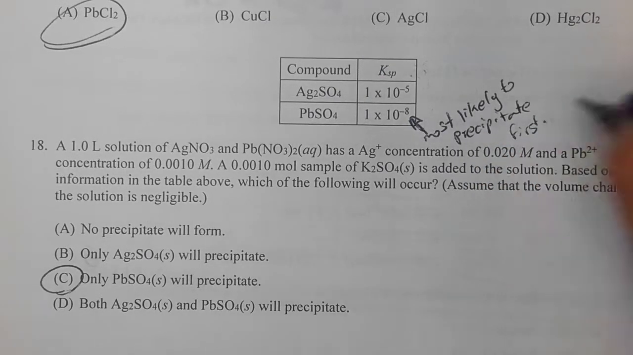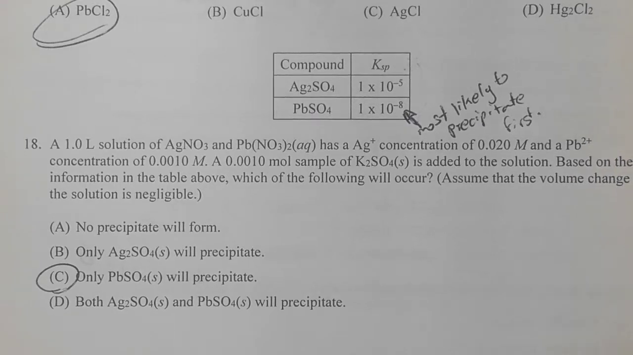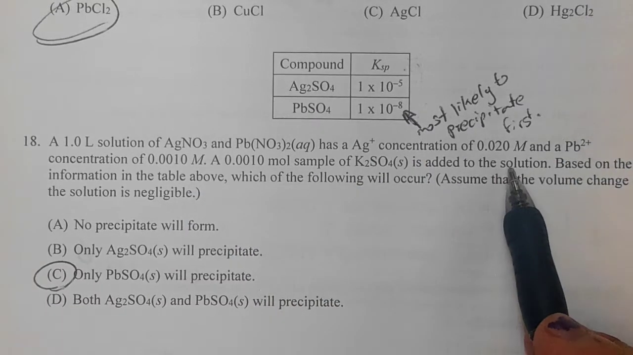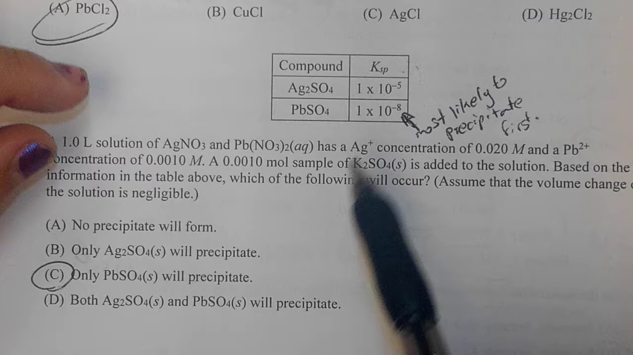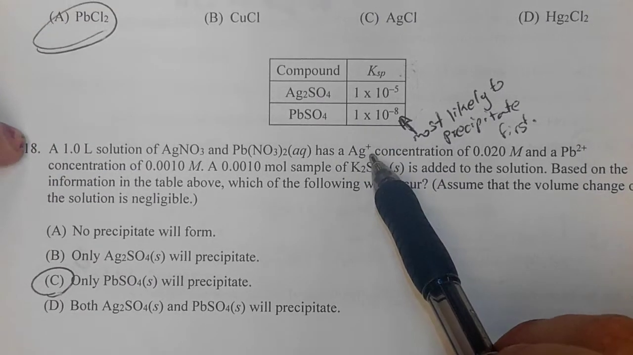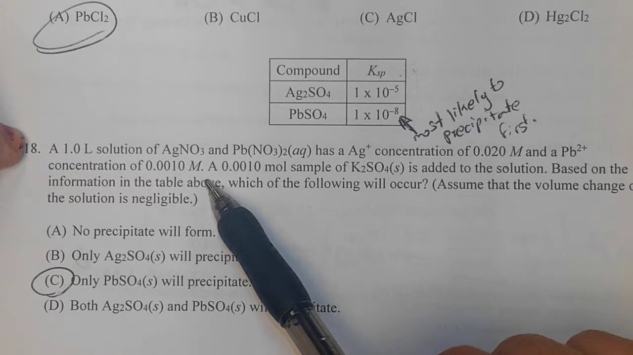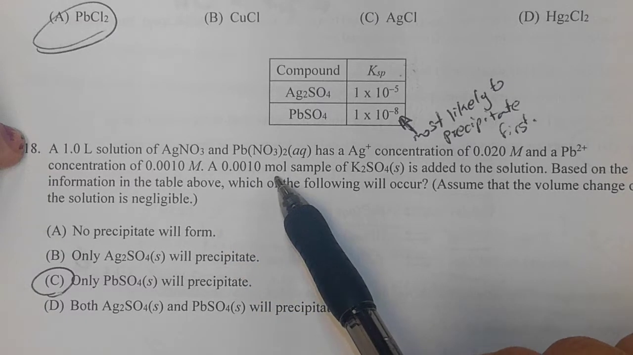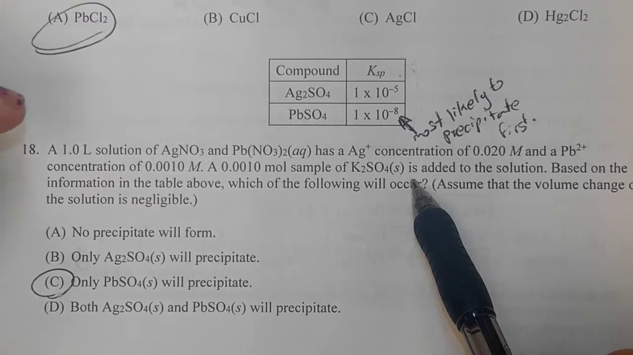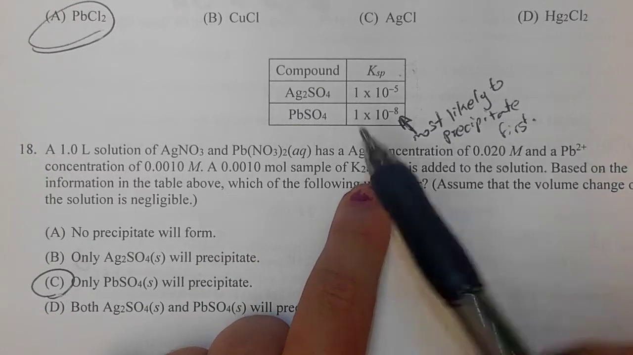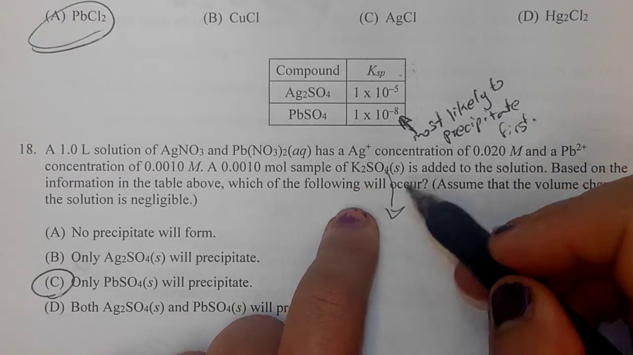It's less soluble. Now, of course, you need to read the more information down here to tell. If you look at it, it gives you the concentration of Ag, the concentration of Pb, and also the sample that is added. So that means you're adding this. What is this going to give you?